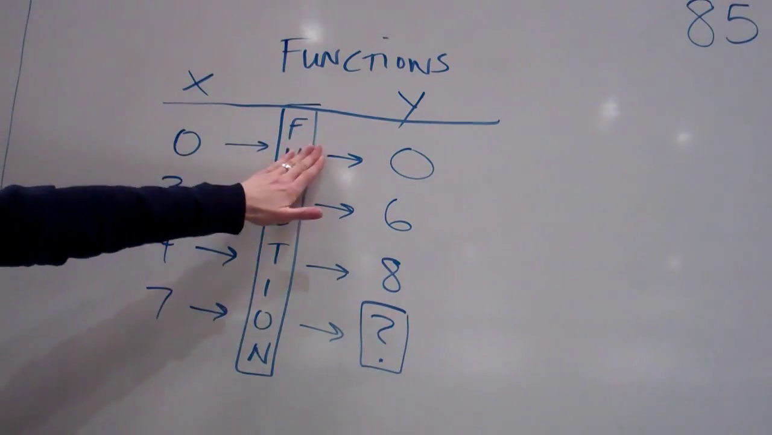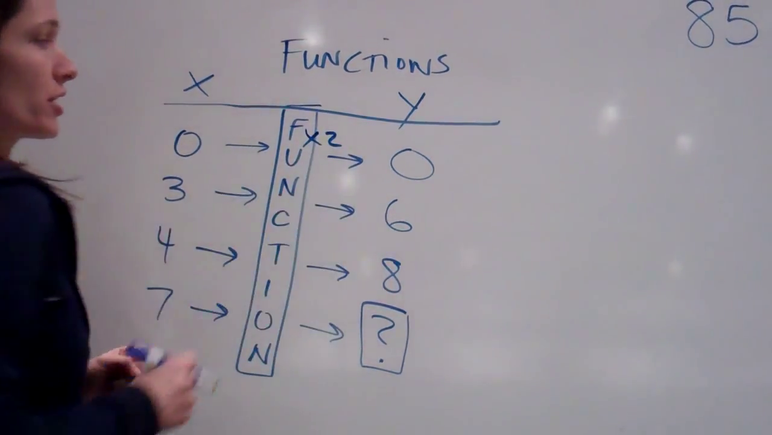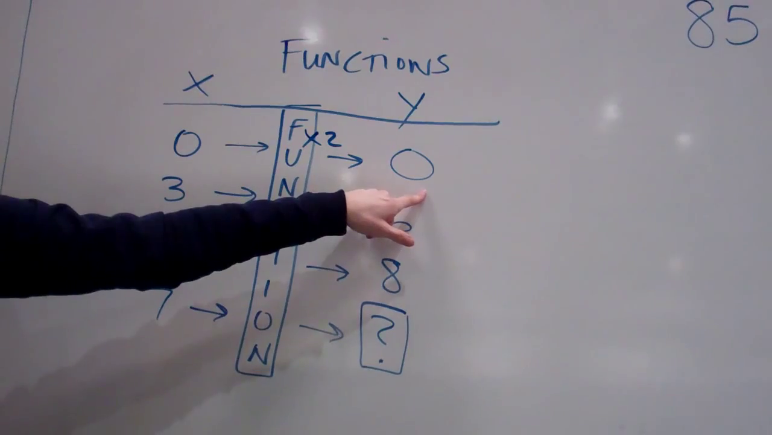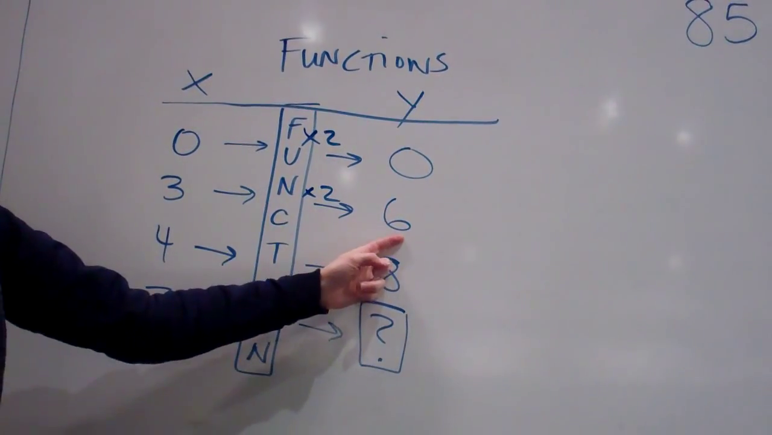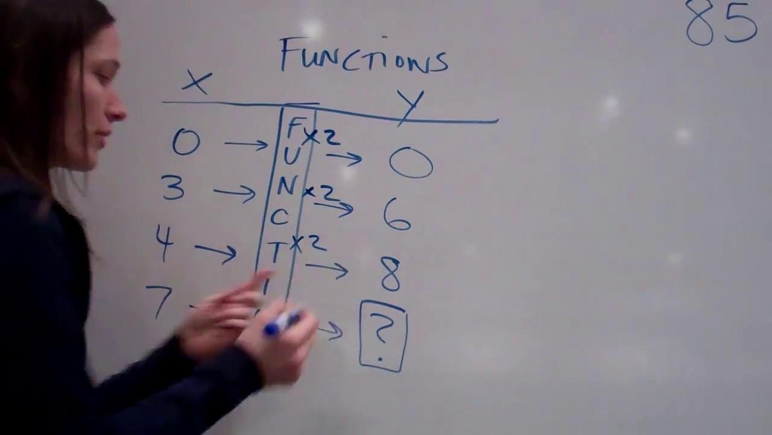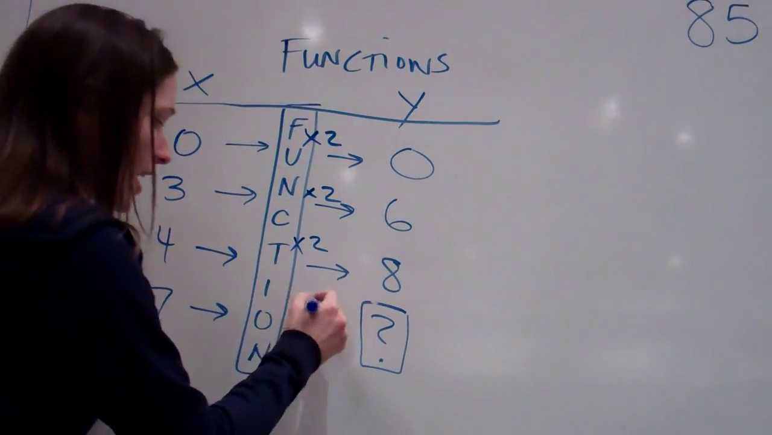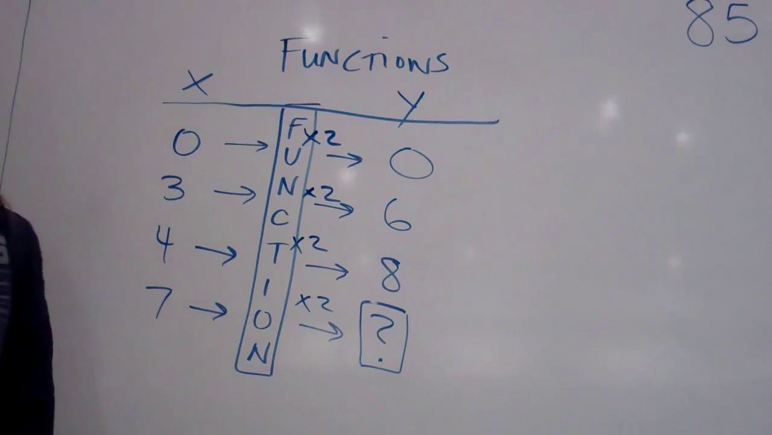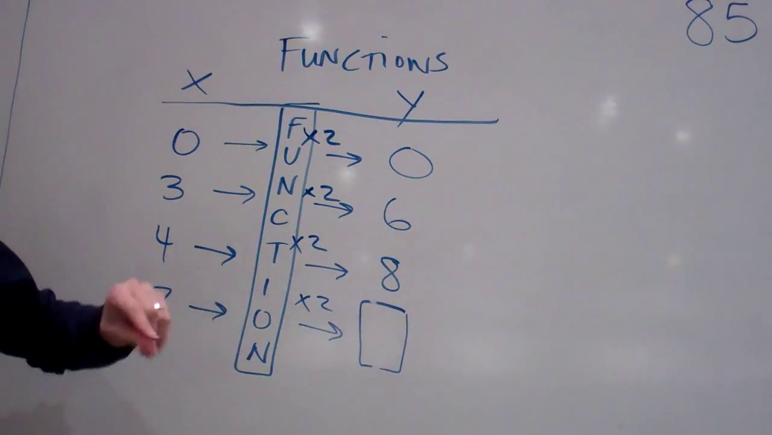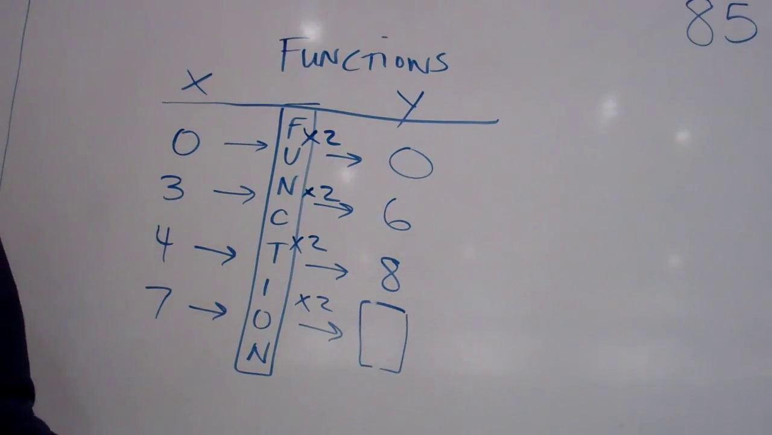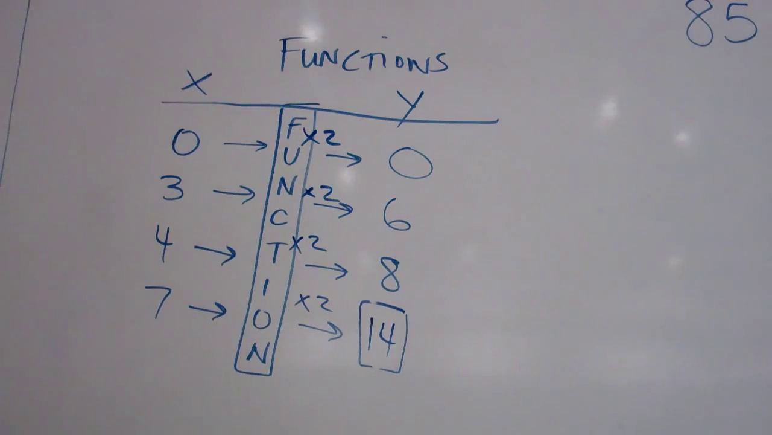0 times 2, because it's my function, is still 0, because anything times 0 is 0. 3 times 2 is 6. 4 times 2 is 8. And 7 times 2 is 14. So we were able to tell what our answer was because we knew the function was times 2. Everybody understand? Okay, let's try another one.